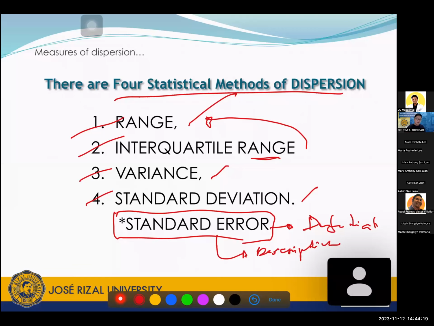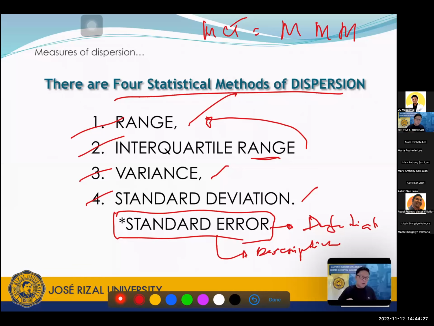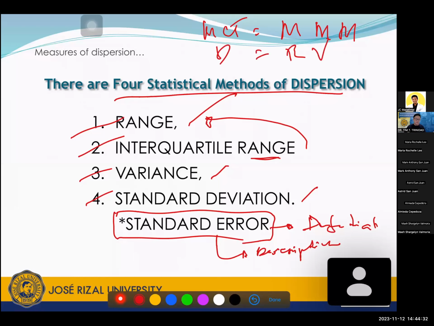What are the different measures of central tendency? Mean, mode, median. Okay, so for dispersion: range, variance, standard deviation. Very good. So memorize those, okay?